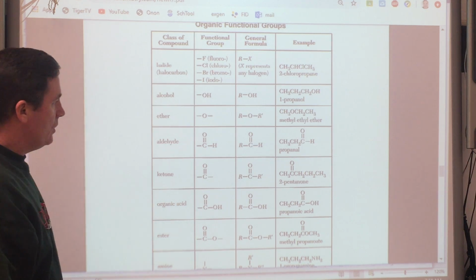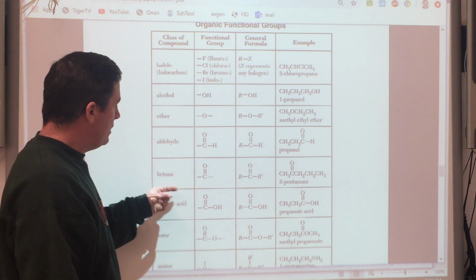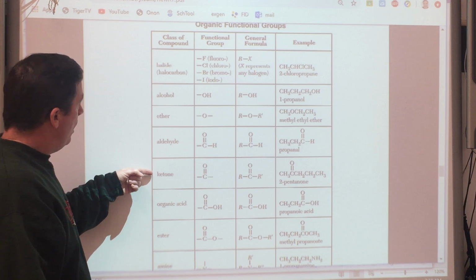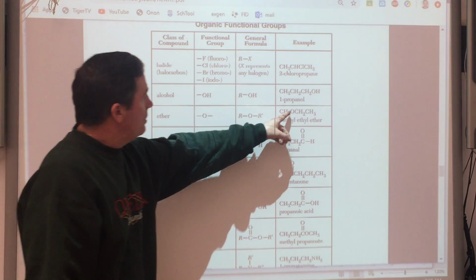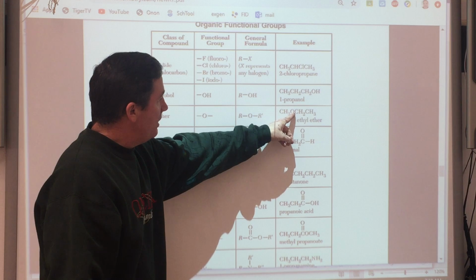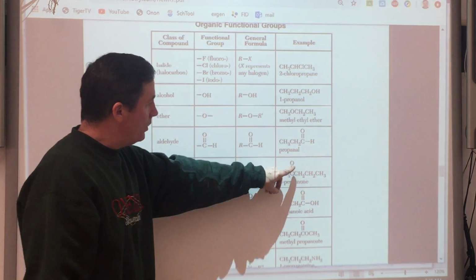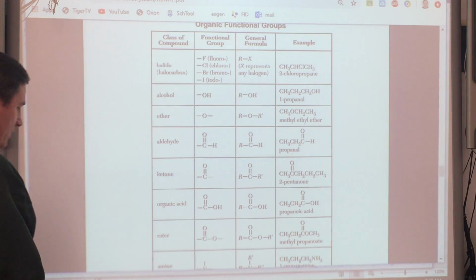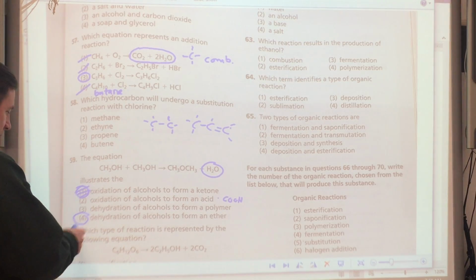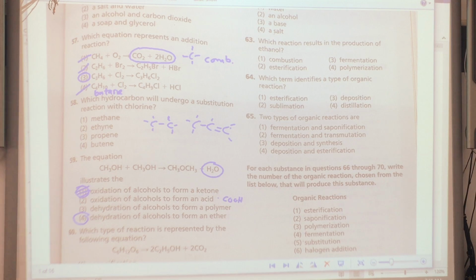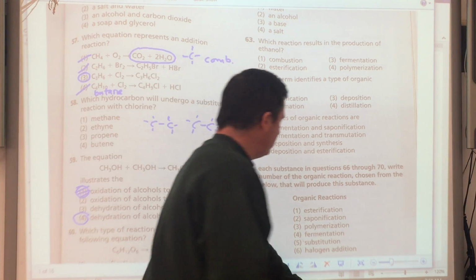All right? So, when you see this, you'll see that the ether is going to be shown just like that one was, my fault. And then a ketone is going to show a double bond there. All right, sorry. Number 59 was 4. Back up to the top.